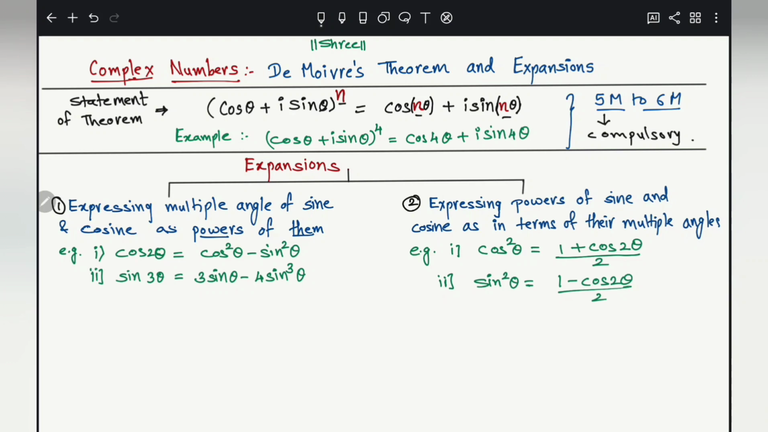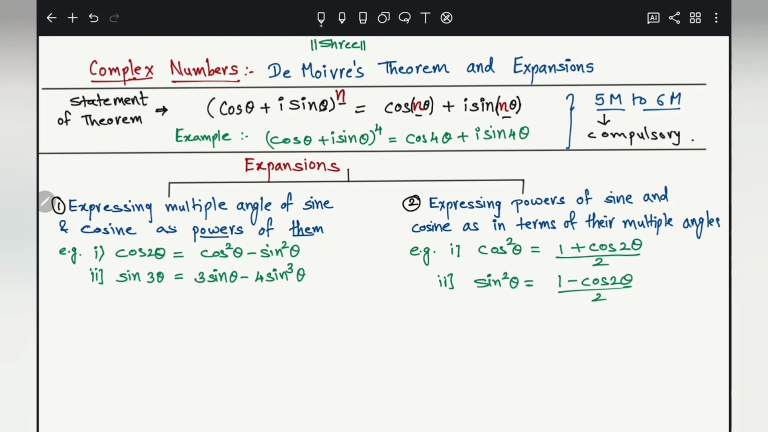As an example, I have taken only small powers and small multiple angles, and you can see that cos 2 theta is nothing but cos square theta minus sin square theta. This is a formula which we know, and this is true even for sin 3 theta, which is 3 sin theta minus 4 sin cube theta. So here these multiple angles are expressed as powers of sine and cosine, and for lower multiple angles we learn them as formulas. But what if it is something like cos 8 theta or sin 5 theta, then how to do it? That is what we are going to learn today.